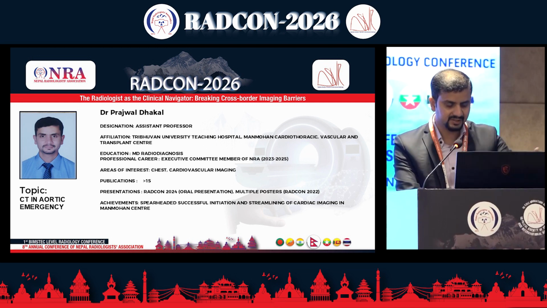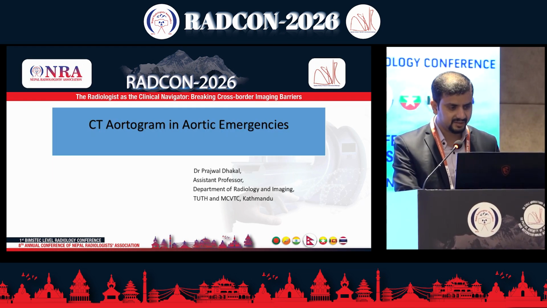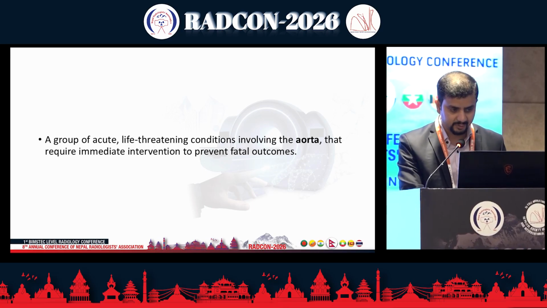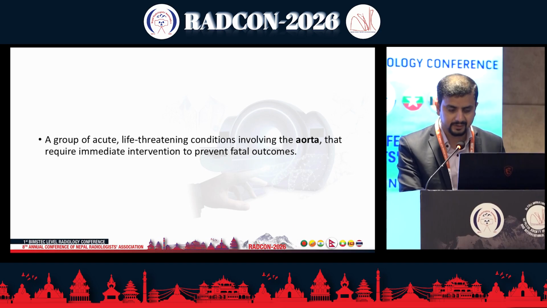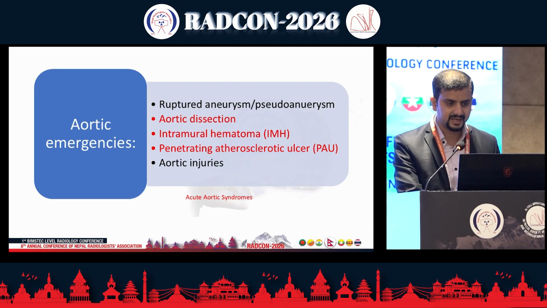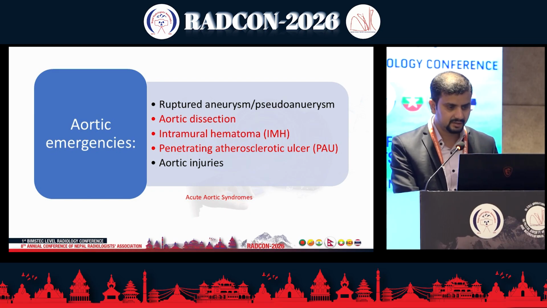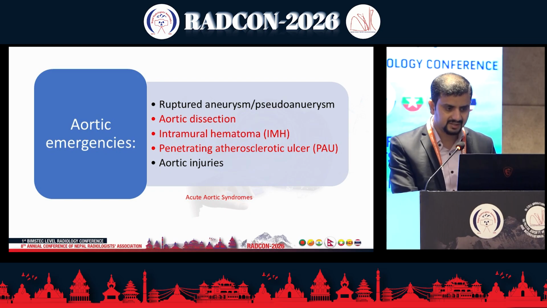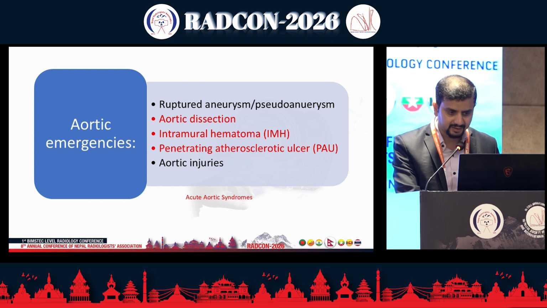What are aortic emergencies? Aortic emergencies are a group of acute life-threatening conditions involving the aorta that require immediate intervention to prevent fatal outcomes. The entities that fall under aortic emergencies are ruptured aneurysm, pseudoaneurysm, aortic dissection, intramural hematoma, penetrating atherosclerotic ulcers, and aortic injuries. Dissection, hematoma, and penetrating ulcer also fall under acute aortic syndromes.